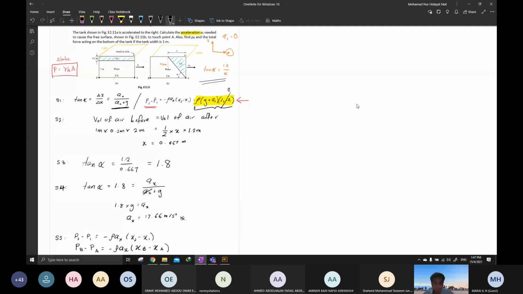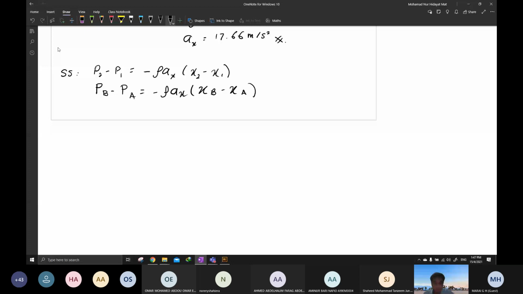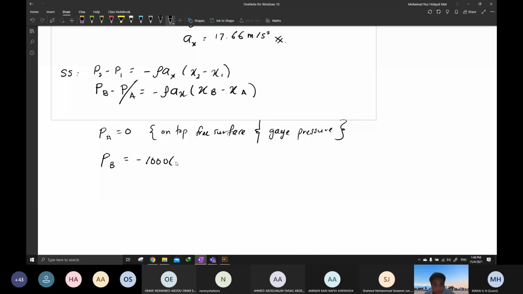From this equation we already know that the pressure at point A equal to 0 because it is on top of the free surface, and we consider this as the gauge pressure, not the absolute one. So we can cancel out this one. We get PB equal to negative rho of water, which is 1000, multiplied with the Ax that we got earlier, which is 17.66 meter per second squared, multiplied with (XB minus XA).